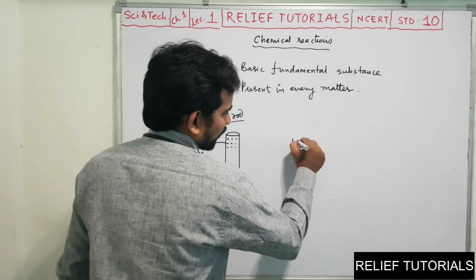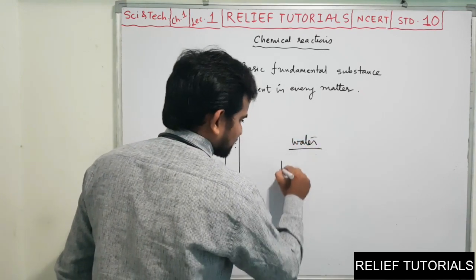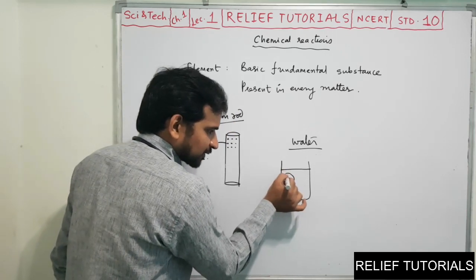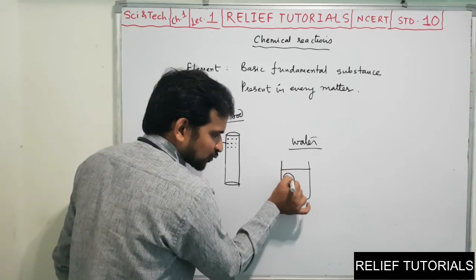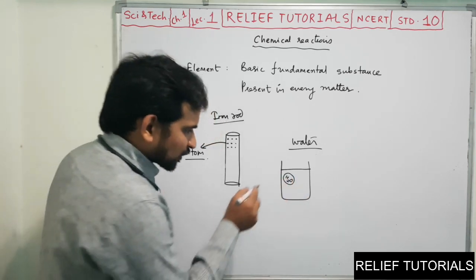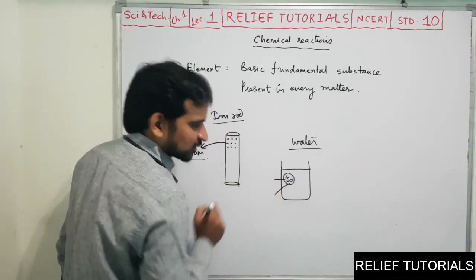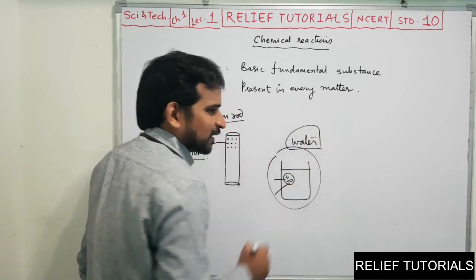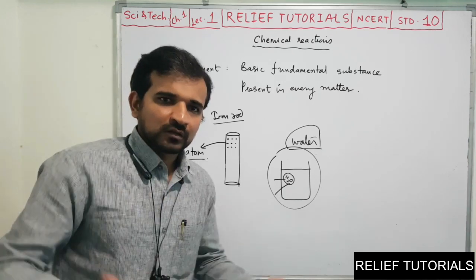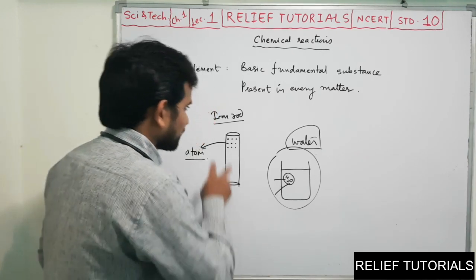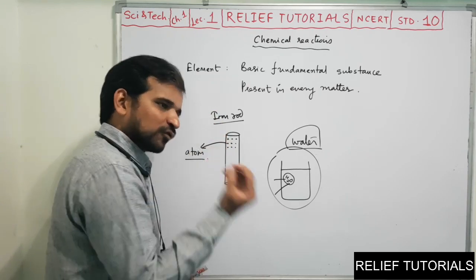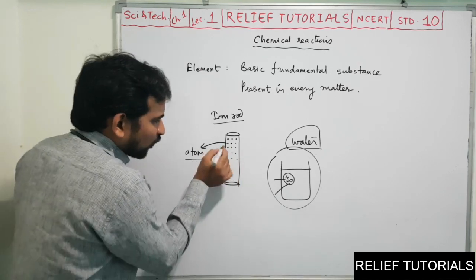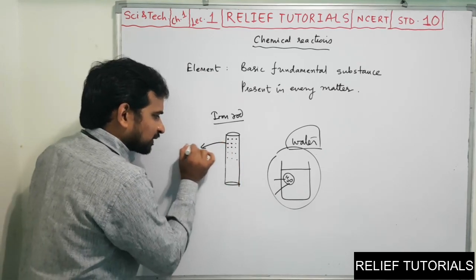For example, water. Let us say this is water. The chemical formula of water is H2O. So water is made up of two types of fundamental substance. So this is not element. Water is not an element because it is made up of two or more types of fundamental substances. But iron is called as element because it is made up of only one kind of atoms. So this is a single type of atoms. The smallest particle is called as atom.